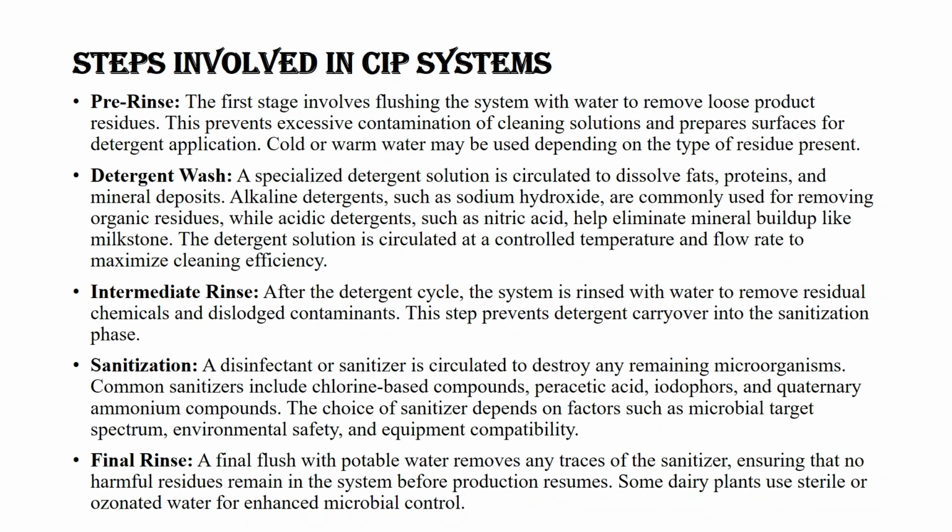Intermediate rinse. After the detergent cycle, the system is rinsed with water to remove residual chemicals and dislodged contaminants. This step prevents detergent carryover into the sanitization phase. Sanitization. A disinfectant or sanitizer is circulated to destroy any remaining microorganisms. Common sanitizers include chlorine-based compounds, peracetic acid, iodophores, and quaternary ammonium compounds. The choice of sanitizer depends on factors such as microbial target spectrum, environmental safety, and equipment compatibility.